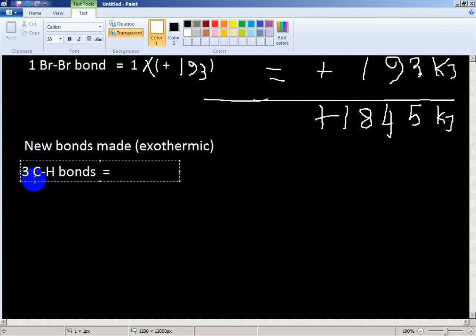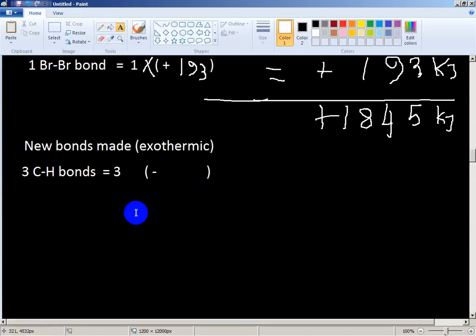So 3 multiplied. This is my multiplication sign on the computer. Don't write it this way, you write your own way. 3 multiplied. This is a minus sign, exothermic, minus. I should close this bracket. Okay, so what is the carbon hydrogen bond energy?